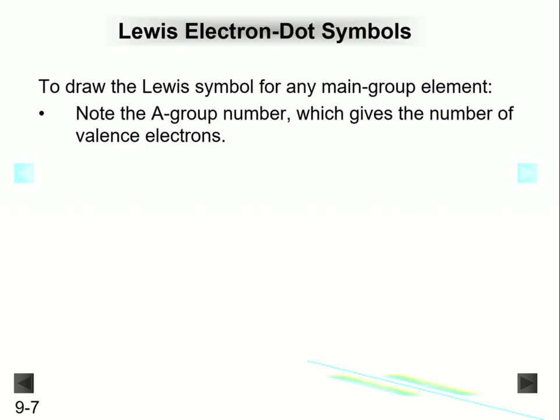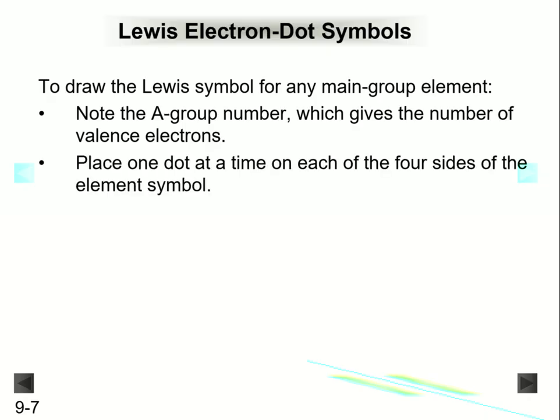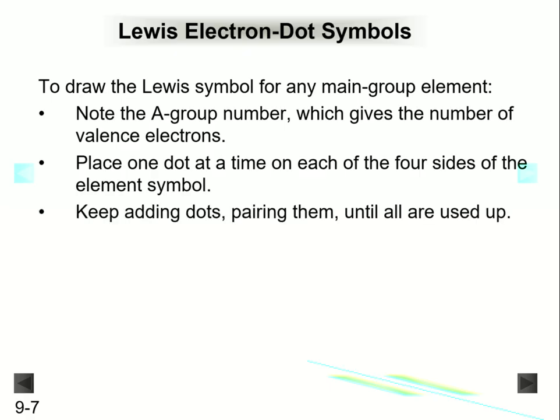For each element, we note the A group number, which we've not really talked about a lot. Rather than, for example, using group 14 for the carbon group in the periodic table, we can call them group 4A. The group number tells us the number of valence electrons. You could also determine the number of valence electrons because you did that as an exercise in our previous chapter. We place one dot at a time on each of the 4 sides of the element symbol to make a Lewis dot structure. We keep adding dots, pairing them up until all of them are used up.